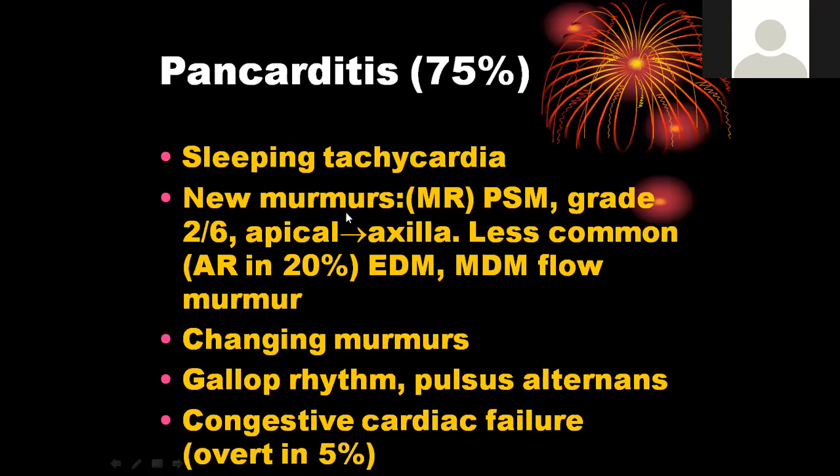Then you have new murmurs. The most common murmur is because of mitral regurgitation. It's a pansystolic murmur, at least of grade 2 by 6. It is best heard at the apex and radiates to the axilla. Less commonly, you can have aortic regurgitation murmurs, like an early diastolic murmur, or you can have a mid-diastolic murmur of mitral stenosis. Very importantly, if you auscultate this murmur daily after you admit the child, you will find a little change in the nature of the murmur every day.